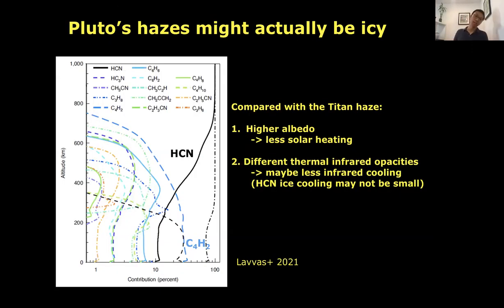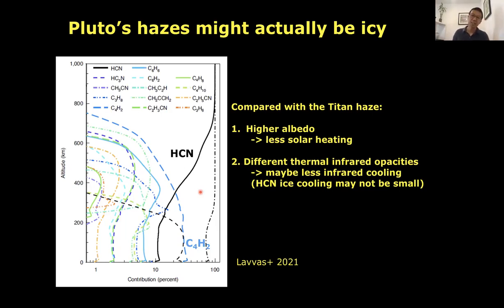From Lavvas et al., the composition will look very different. For ice, you have to think about what kind of ice it is. His model predicted you have a lot of hydrogen cyanide ice. HCN ice is our old friend because we also found some HCN ice on Titan, but not that much. But here on Pluto, it predicted to dominate the haze layer, the particle layer above 400 kilometers. Below that, you have hydrocarbon ices. One very important one is C4H2, which is something we didn't imagine at all before, but his model predicted it.